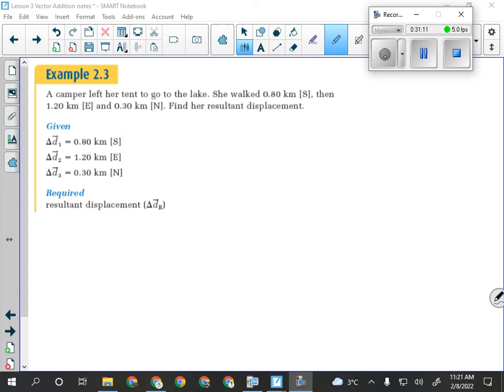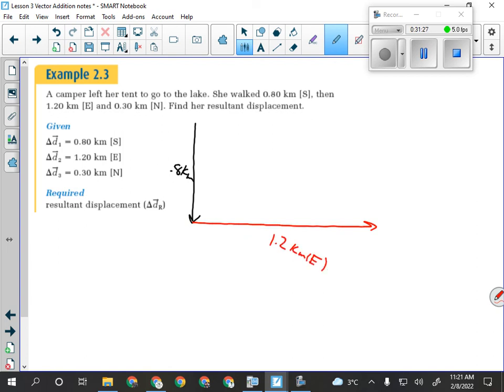She first goes 0.8 kilometers south. Then she goes 1.2 kilometers east. And then she goes 0.3 kilometers north. Okay, that's decently to scale, at least close enough for what I need to do. So I've drawn those 3 vectors, tail to head, like I'm supposed to.